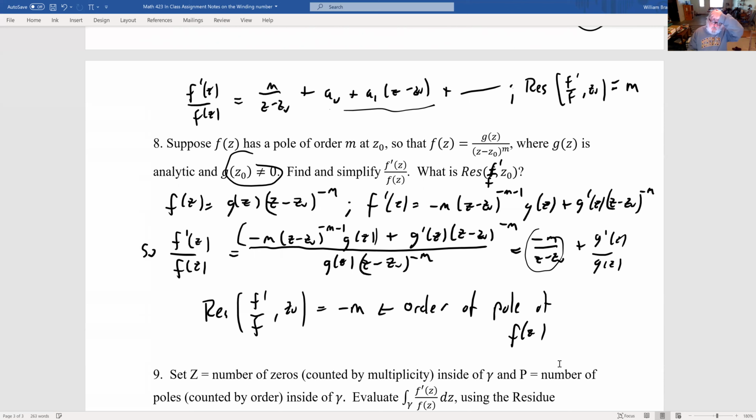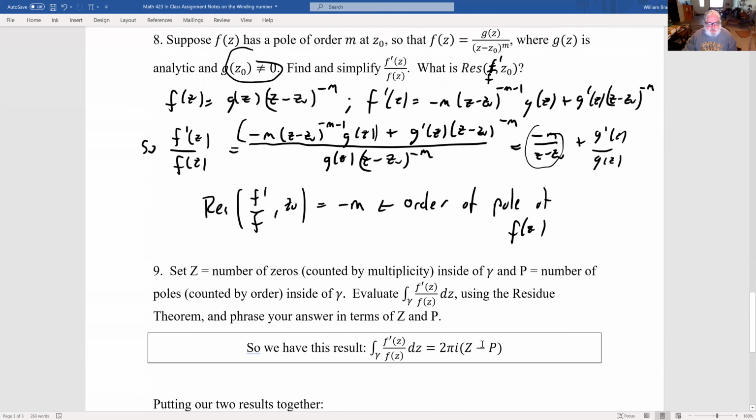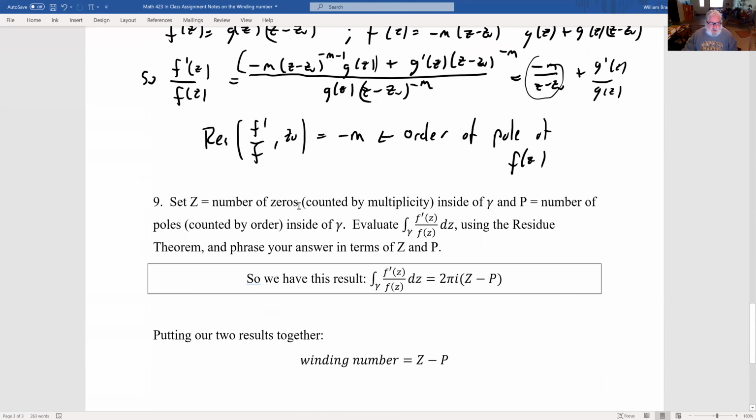So what we've done then is we've created a function. This function f prime over f has got a simple pole everywhere the original function f has either a 0 or a pole, and the residues for f prime over f are exactly the orders of the poles or the multiplicity of the zeros. So we set z to be the number of zeros counted by multiplicity inside of gamma, p the number of poles counted by order.